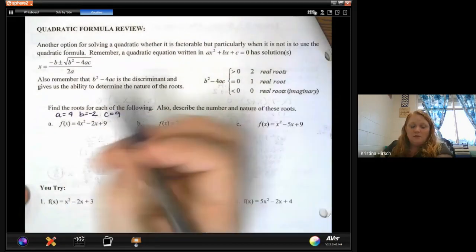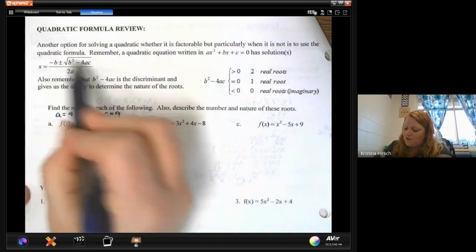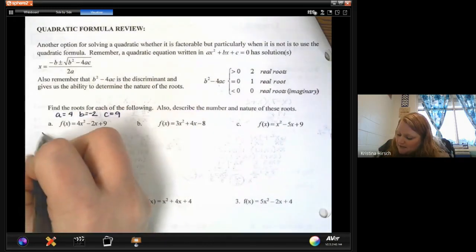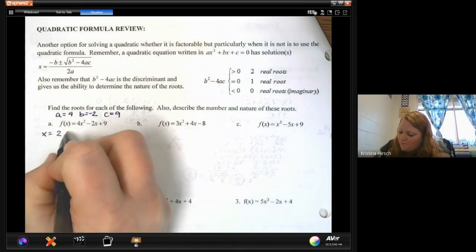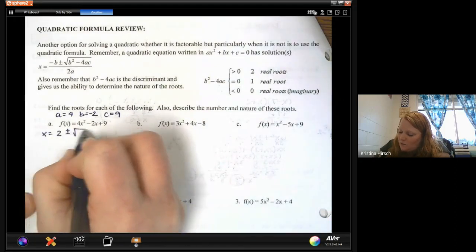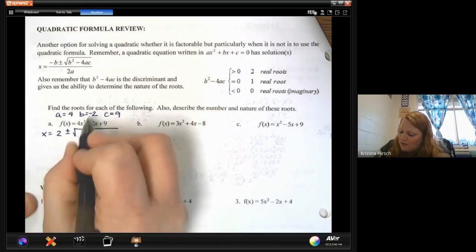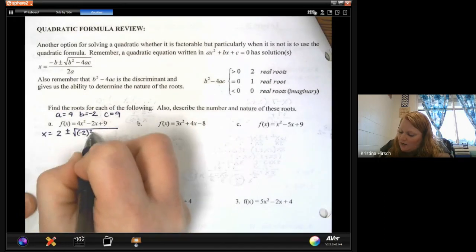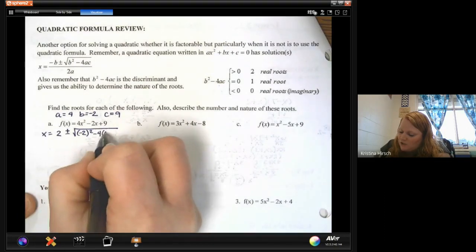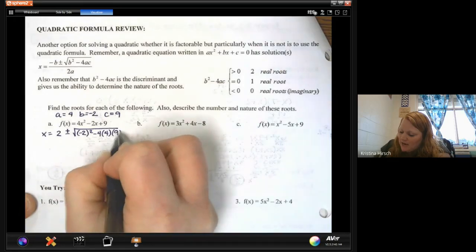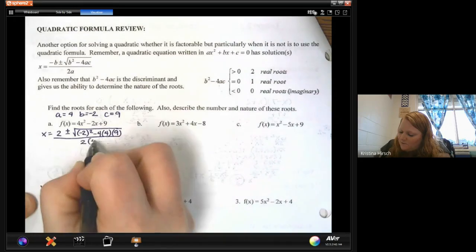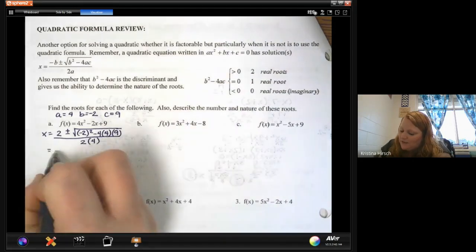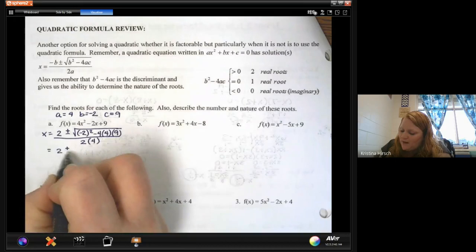So when I substitute into this formula up here, the quadratic formula, I'm going to have x equals opposite b, so that's going to become +2 plus or minus the square root of b squared, so -2 squared, minus 4 times a, which is 4, times c, which is 9, all over 2a, so 2 times 4. So I'm going to break this apart a little bit. I have 2 plus or minus the square root of something over 8.